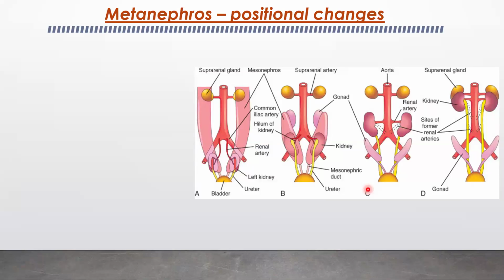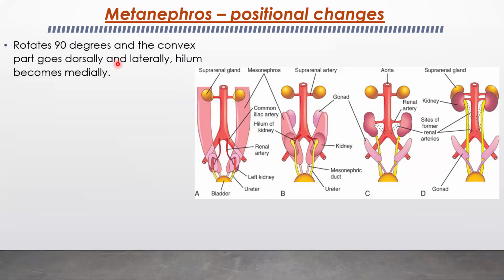So we already have now the metanephros. So some things will happen. Remember we talked about it developing in the pelvic region. So it has to change in positions in terms of ascending and even rotating. So the kidneys, similar case to the stomach, will rotate 90 degrees as the convex part goes dorsally and laterally, while the hilum becomes medially.